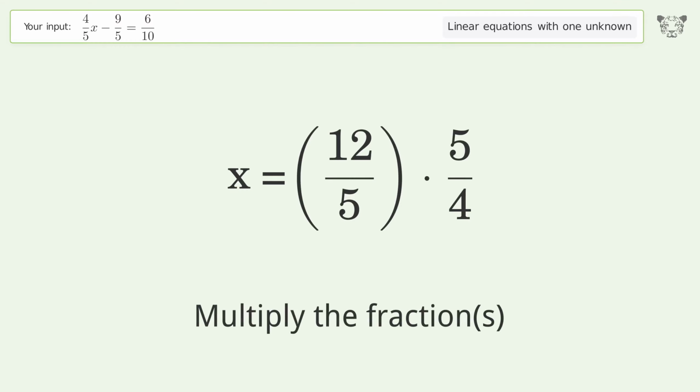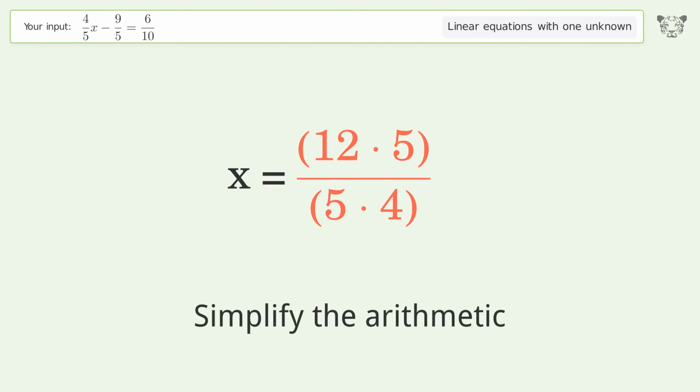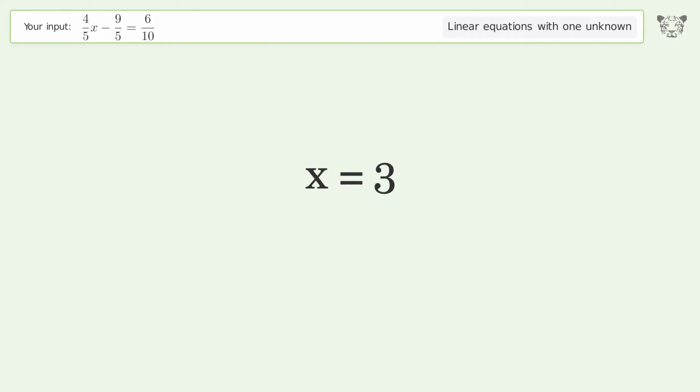Multiply the fractions. Simplify the arithmetic. And so the final result is x equals 3.